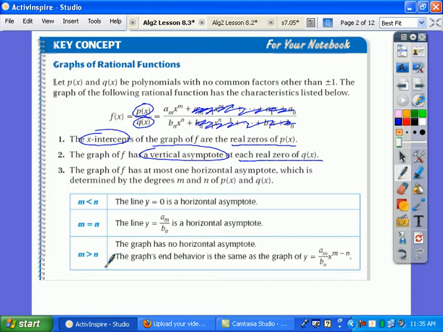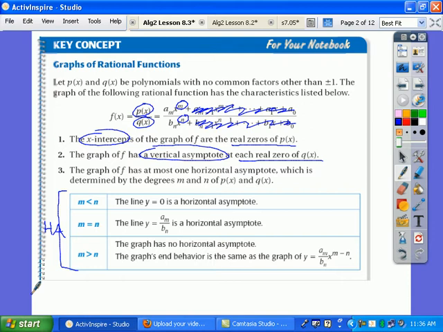So what we have to do is take our 2 polynomials and look at the degree of each polynomial. We call these m and n. And now we have 3 choices for the horizontal asymptotes. They are either m is less than n, m equals n, or m is greater than n.